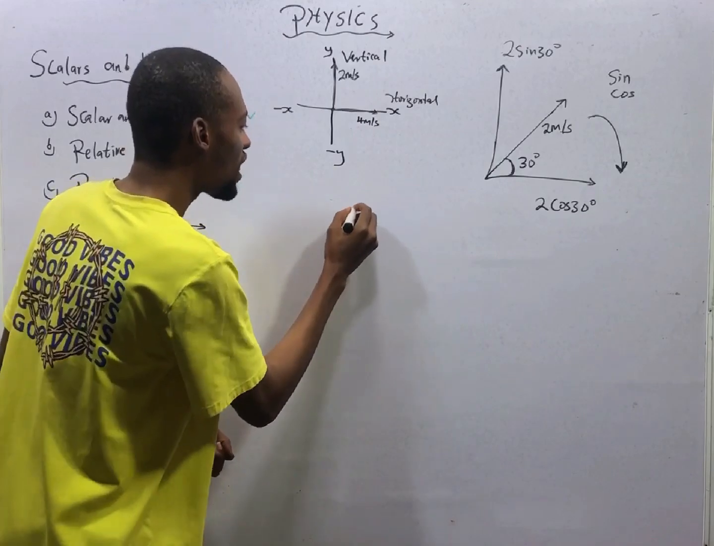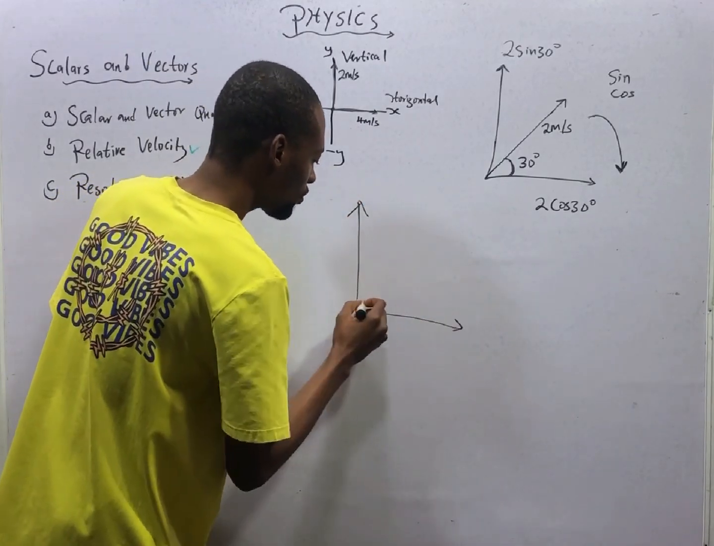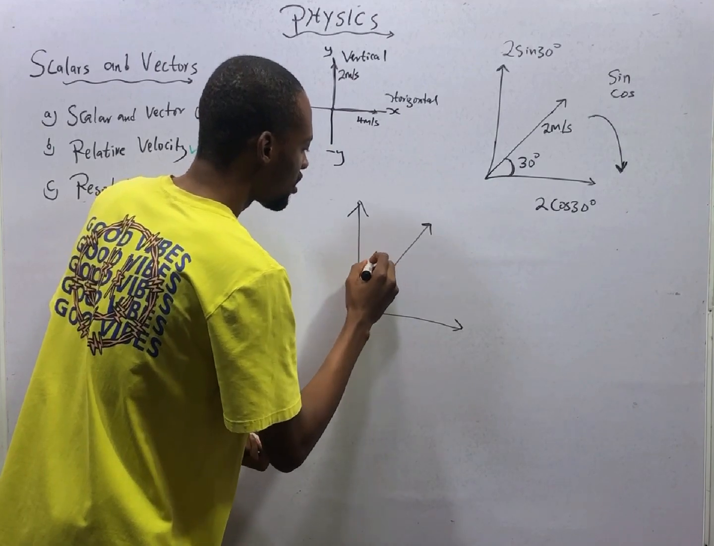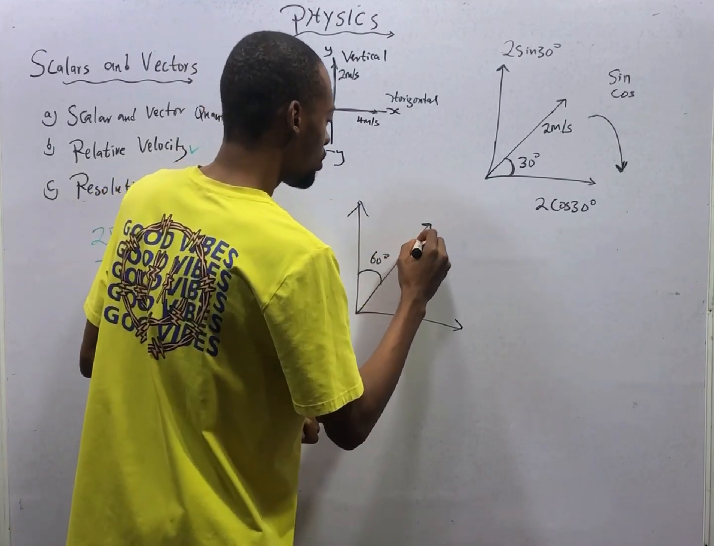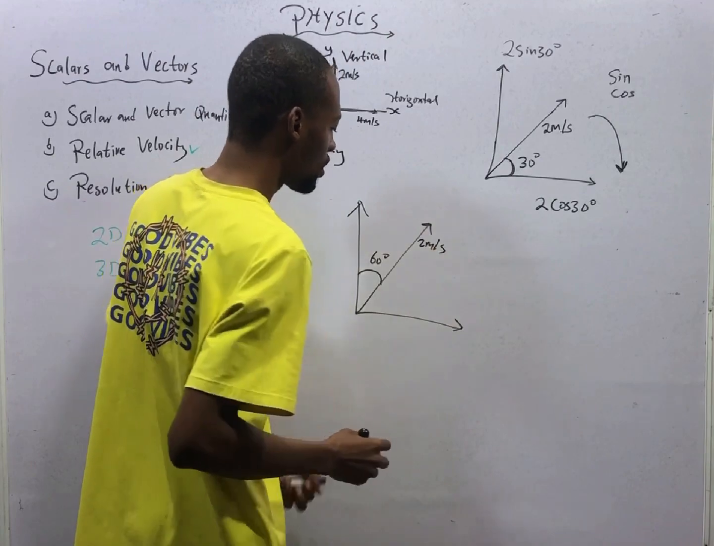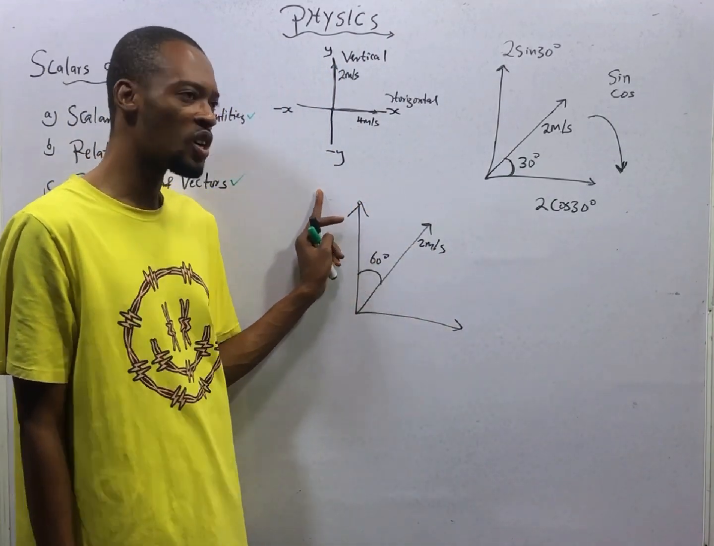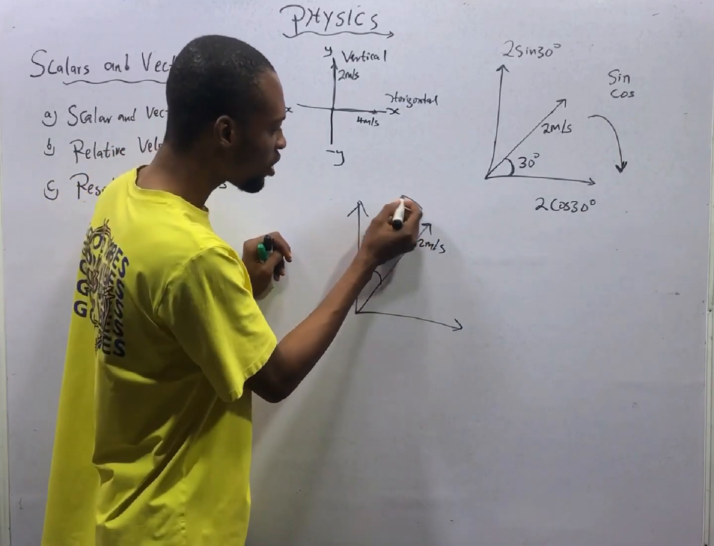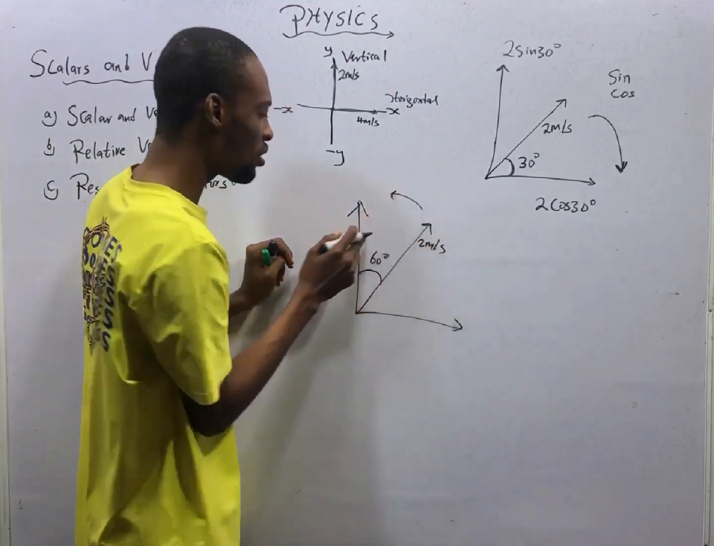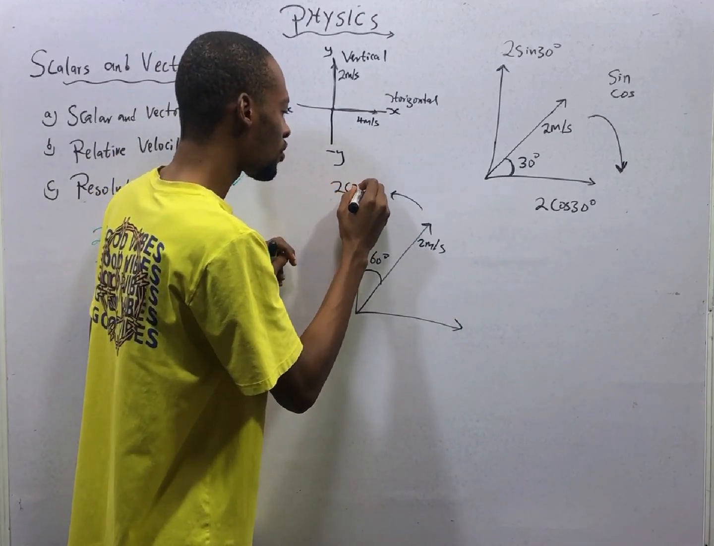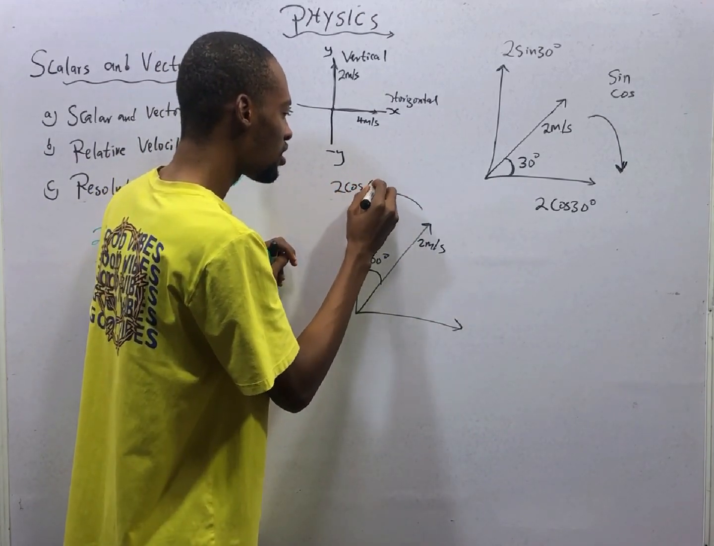Which means, if I have something like this, and here is, let's say, 60 degrees, here is 2 meters per second. If I am resolving this to the y-axis or to the vertical direction, I am closing the angle. I'm pushing it this way. The angle is closing. Since the angle is closing, it is 2 cos 60 degrees.